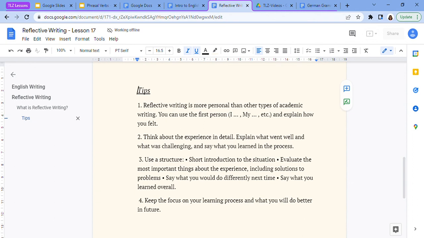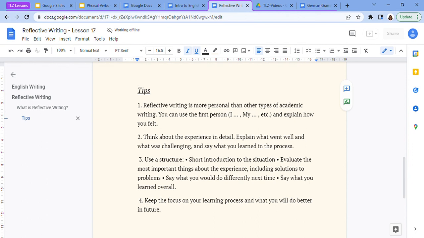Now, you have to consider strengths, weaknesses, anxieties, and errors. And, well, you use personal language because you're talking about your feelings, your emotions, your observations, and not another person's, right? So you keep focus on the learning process and what you will do better in future. So this is a way of constructively criticizing yourself, an event, and others.